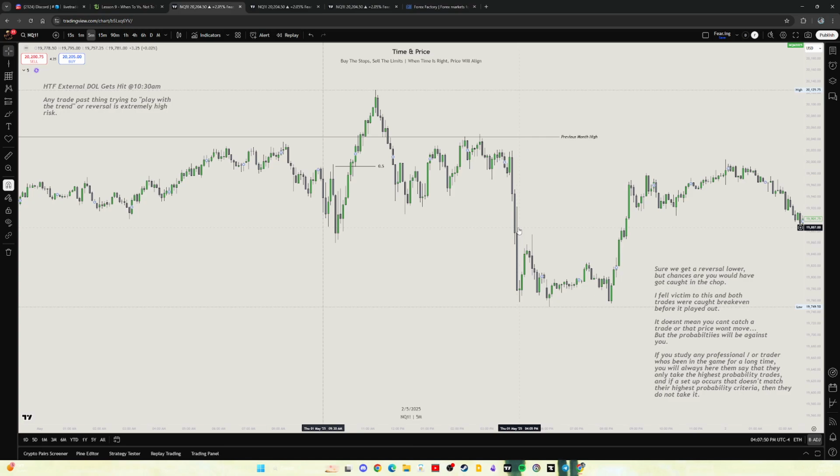We had Apple and Amazon, or perhaps this was Microsoft. No, this day specifically was Apple and Amazon. So price was stalling for that. But nonetheless, point proven that probabilities are just against you after we run out a higher time frame external liquidity.